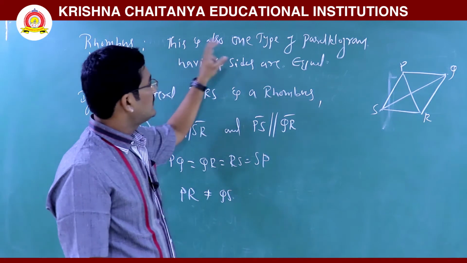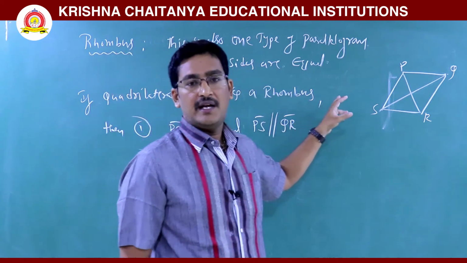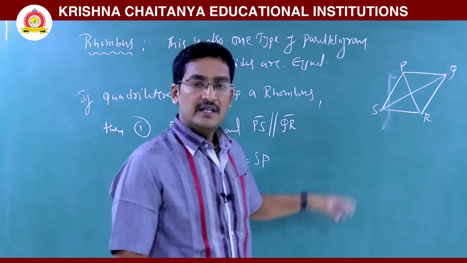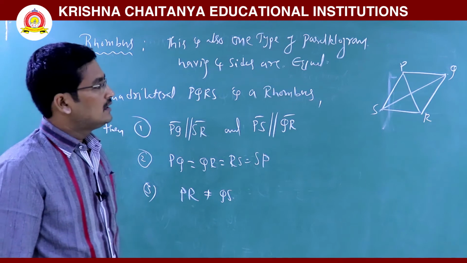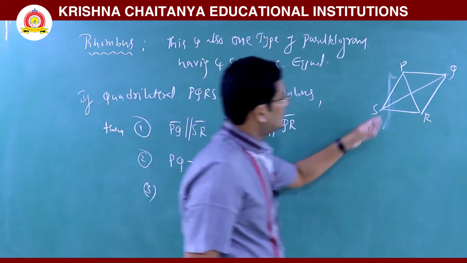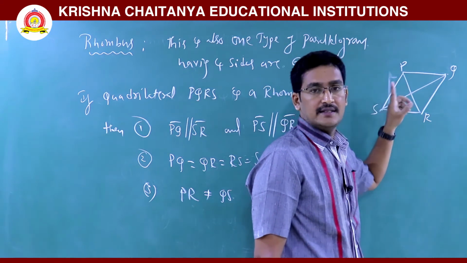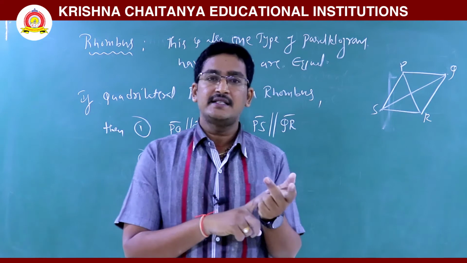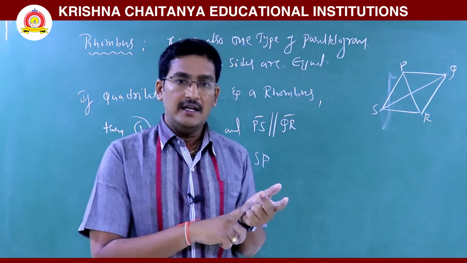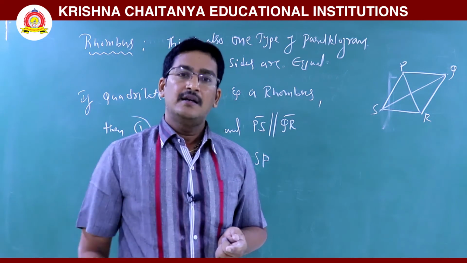Okay, it is also one type of parallelogram. In the rectangle also, opposite sides are parallel and equal. The lengths of the diagonals should be equal, and the adjacent sides are always perpendicular to each other. So, parallel opposite sides, equal opposite sides, lengths of the diagonals equal, and the angle between two adjacent sides is perpendicular.